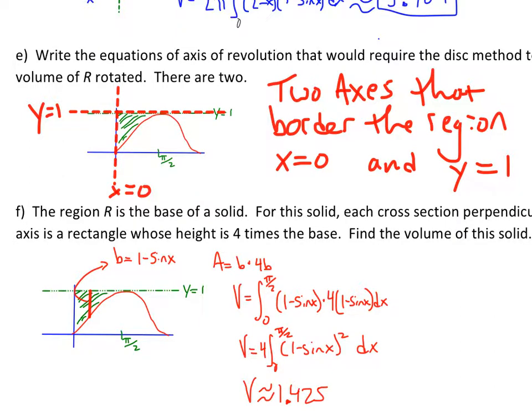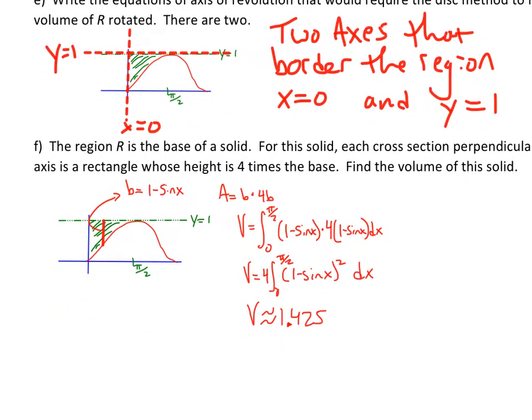Write the equations of the axis of revolution that could use a disk method. So the idea here is this: if we spin around this, we can use the disk method. If we spin this way, we get these little circles, and we can use the disk method. If we spin around the line x equals 0, the axis, we can use it. We'll get disks, so we get this area in here, and disks would be great for that. So two lines are x equals 0 and y equals 1.